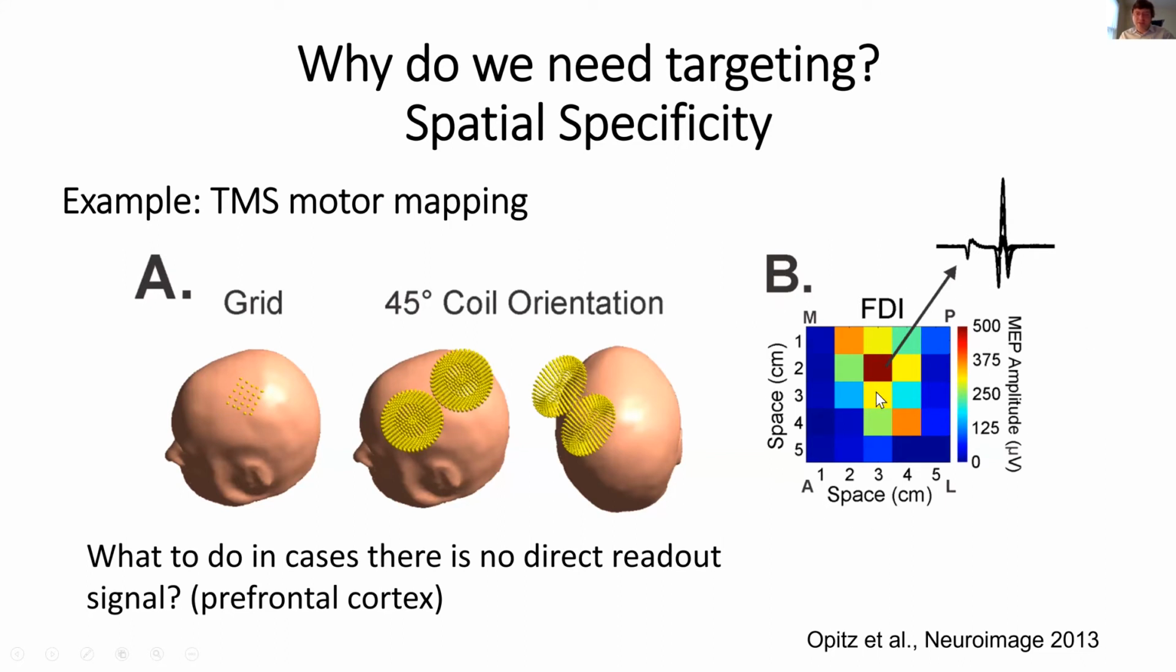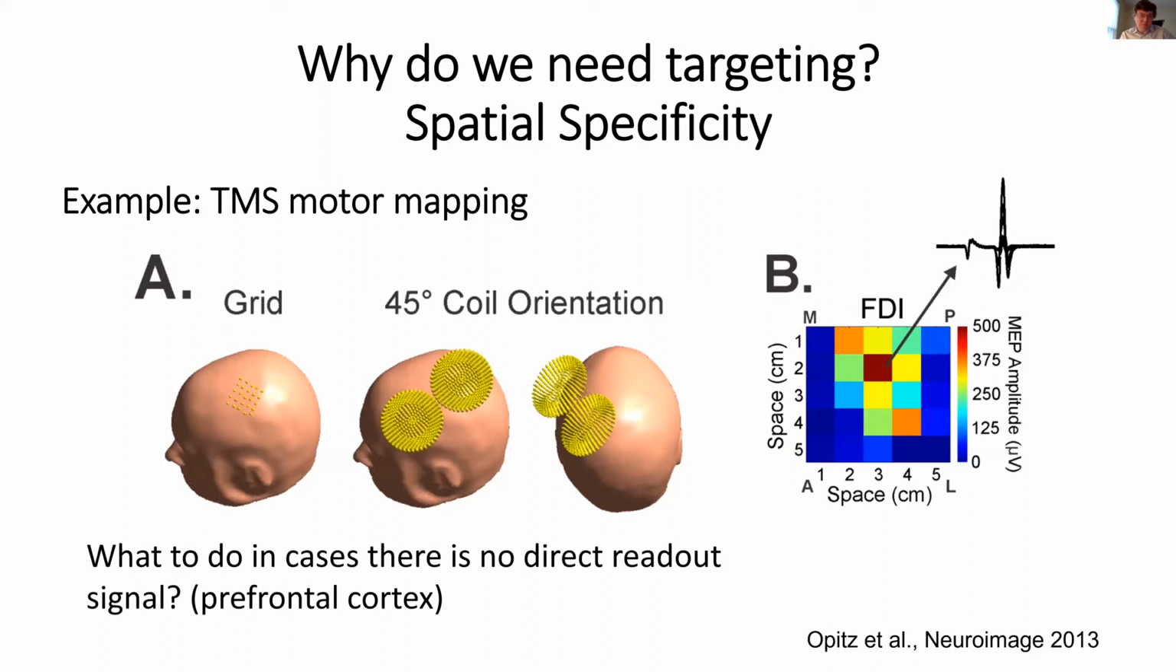And so what you see is, if you move your coil, say, a centimeter or two, then you can have a very different physiological reaction to that. So you see that it will make a really big difference where we place a TMS coil. Obviously, if you have a direct nice readout like MEPs, you can use that to guide your stimulation. But for other brain regions, you will not have such a direct readout.